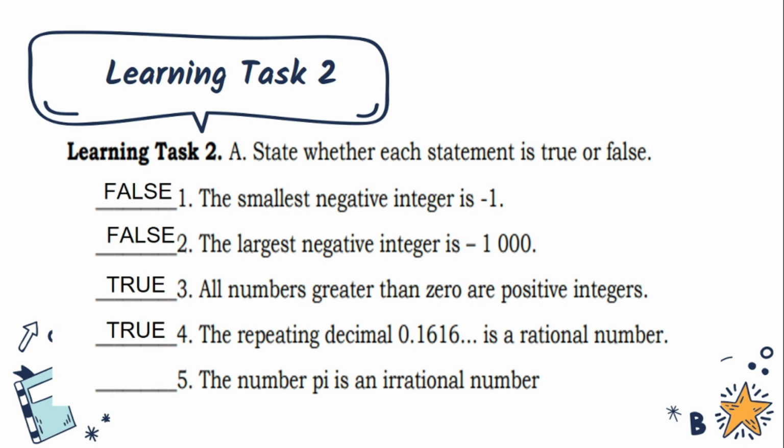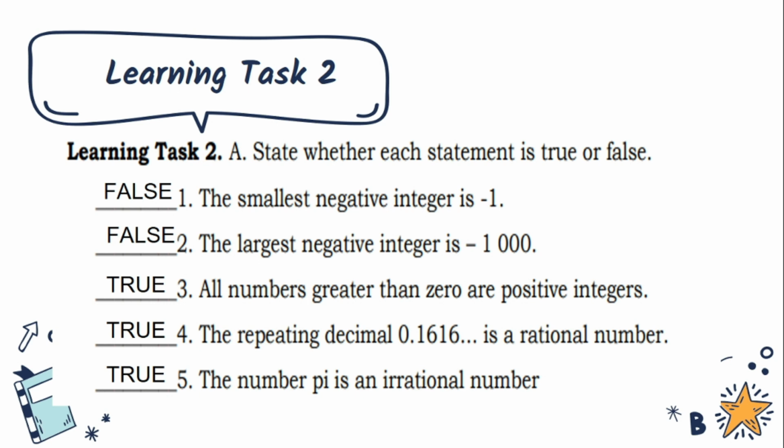Number 5. The number pi is an irrational number. This is true. Correct? Because the number pi is non-terminating and of course still non-repeating. Okay, that's why it is an irrational number.